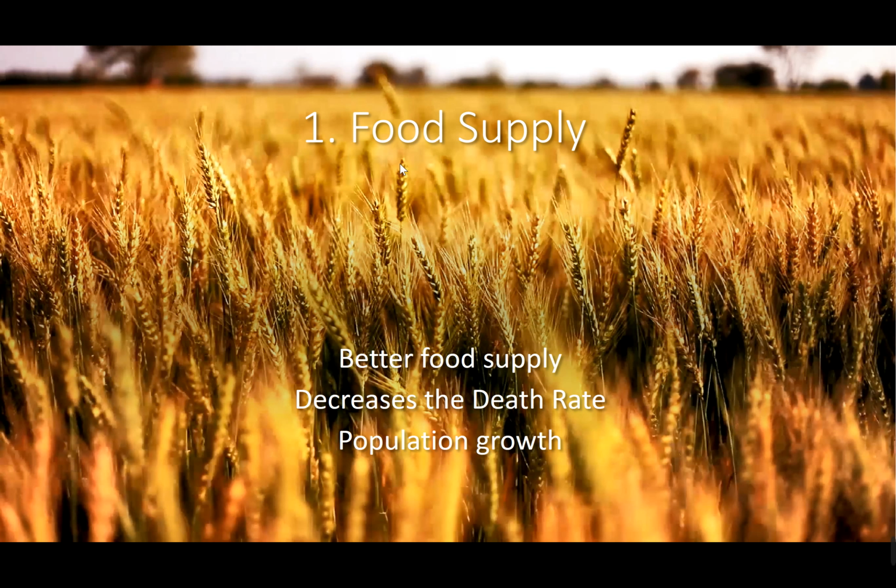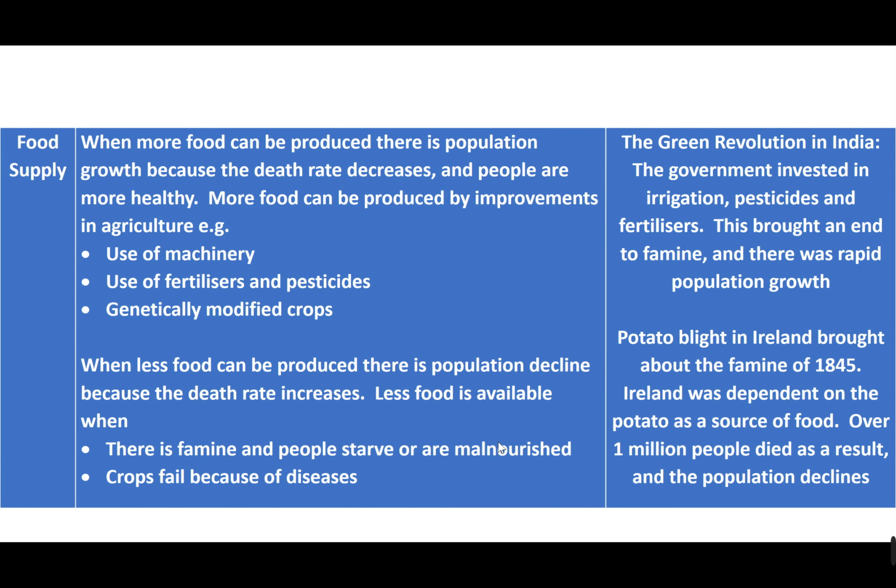Better food supply means fewer people will die and the population will grow. And we're going to take a look at some of the details of that. Now, there is a lot here, so please just stay with me. The factor is over here, the impact is here, and the case studies are over here. So we're going to look at particular examples. When more food can be produced, there is population growth because the death rate decreases. People are more healthy. How can this happen? More food can be produced by improvements to agriculture.